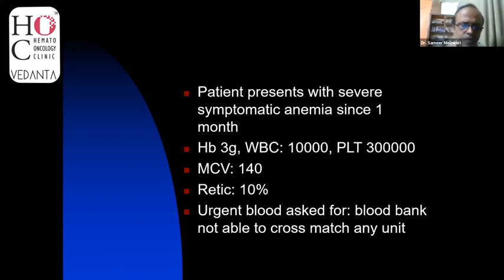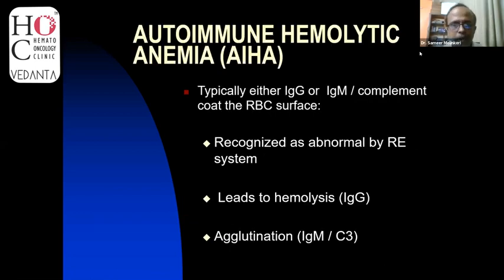Naturally, the hemoglobin is 3, so you want to transfuse blood quickly, right? So you ask the blood bank to urgently issue a unit of blood, and the blood bank calls back saying that we've been trying to cross match the blood, but we are not able to cross match any single unit. So what is this condition? This condition is autoimmune hemolytic anemia.